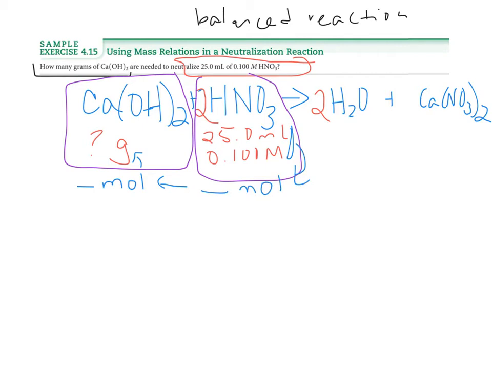Molar relationships are the key. If I can find the moles of nitric acid I have, then I'll be able to find out how many moles of calcium hydroxide I need. I'm going to use a table again just to focus on moles and get you used to using the tables, even though I know some of you don't like it. It'll come in really handy when we're doing acids and bases.